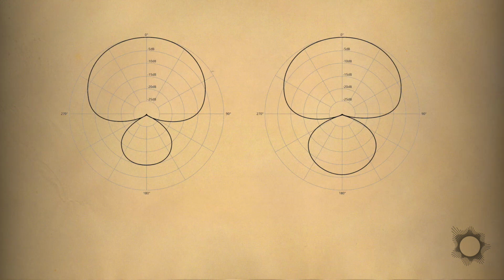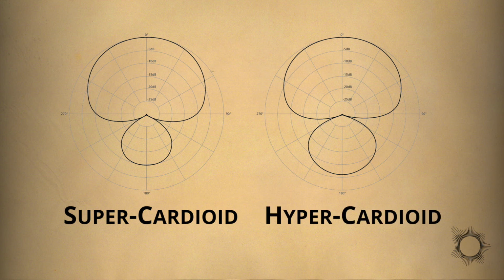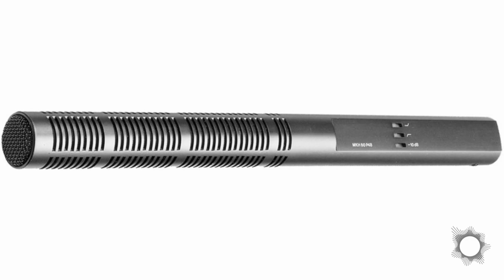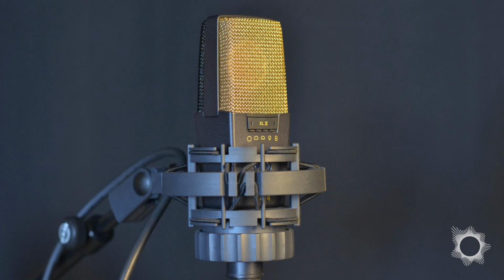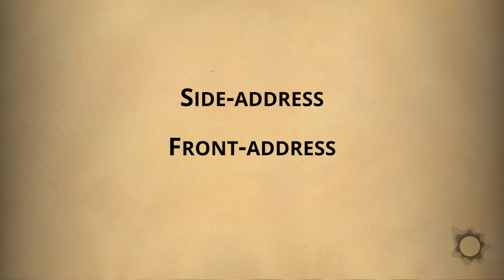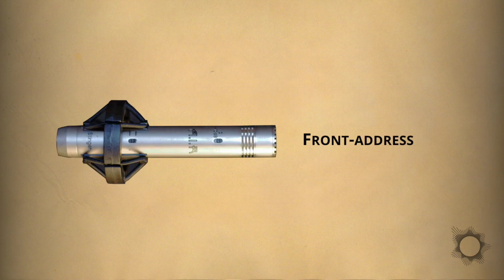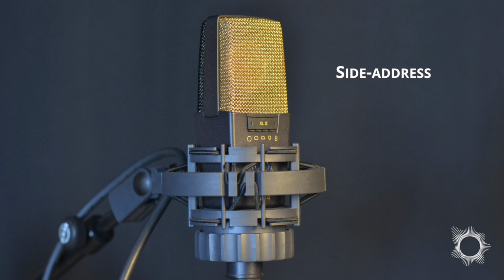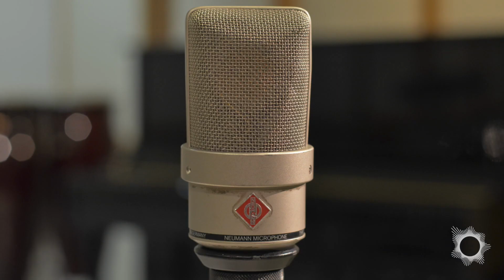There are also variations of these polar patterns, for instance supercardioid and hypercardioid, which can be found on microphones used in film and TV productions. It's worth noting the direction the mic should be pointed, either called side address or front address. Almost all dynamics and small diaphragm condensers are front address, and large diaphragm condensers and ribbons side address, usually with the logo side facing the sound source.